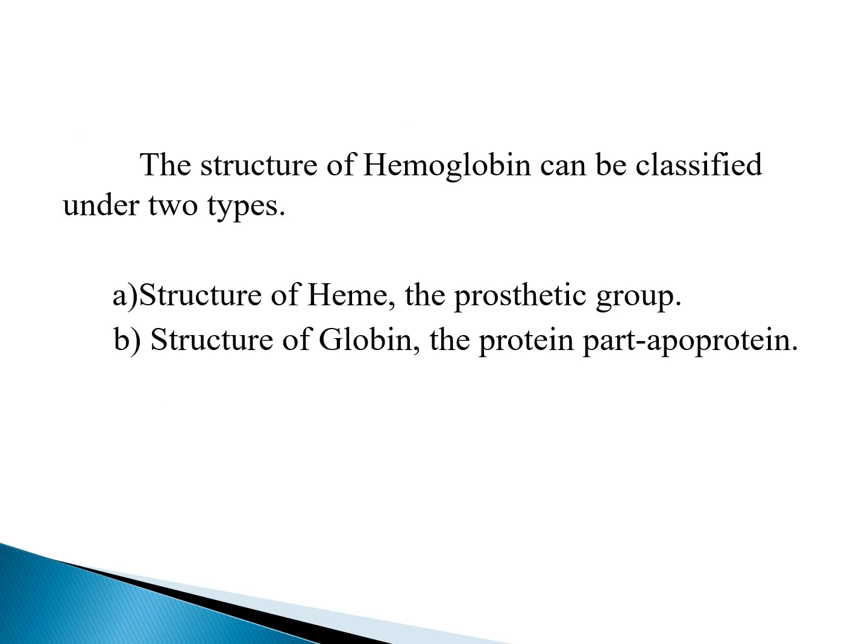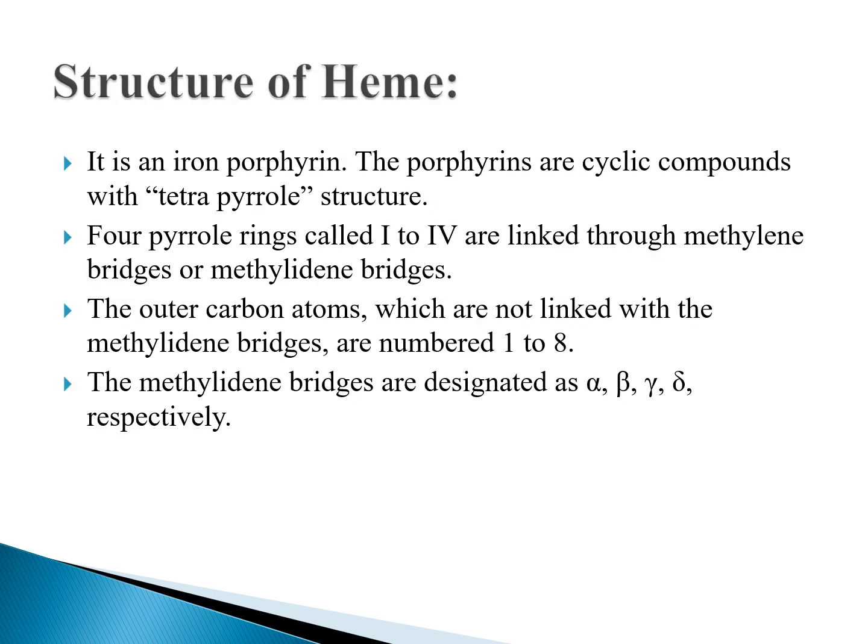The structure of hemoglobin can be classified under two types. The first one is the structure of heme, that is the prosthetic group, and the second one is the structure of globin, that is the protein part, apoprotein. Coming to the structure of heme, it is an iron porphyrin.